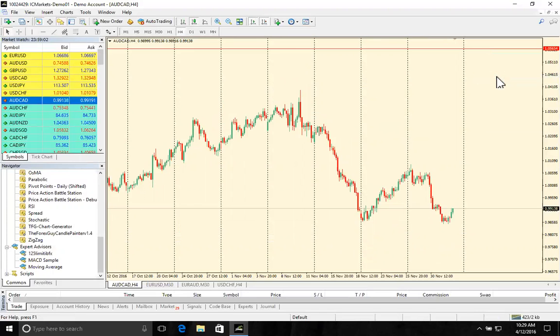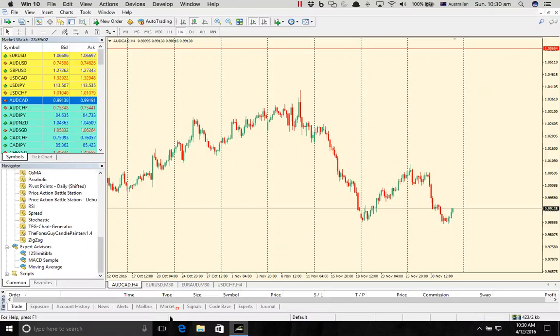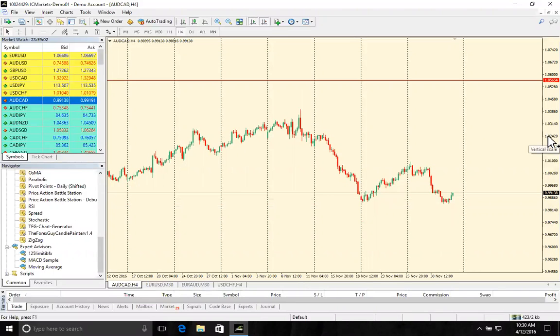Our goal here, this is a 4-hour chart. We want to have a trade which will last at least 3 days. Who wants to help? First, we look at the trend. Let's check the trend first. Yeah, okay.